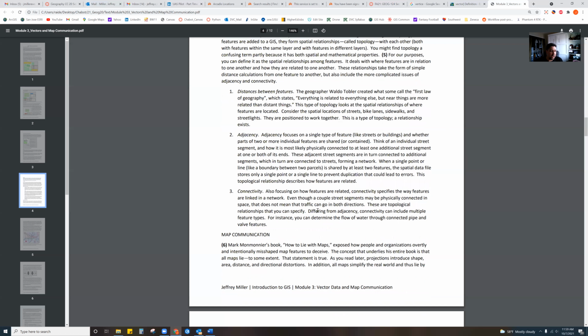the adjacency, and then how are these things connected, right? So designing these roads, how is the traffic going to flow? And how does that connection correlate to one another?